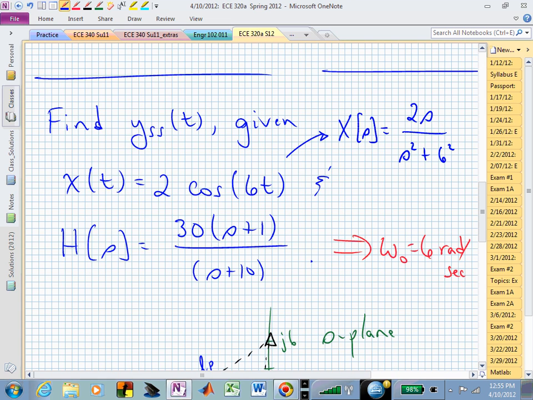And what are my modes of my system? How many do I have? How many, if I did this by the convolution approach, what would I need?